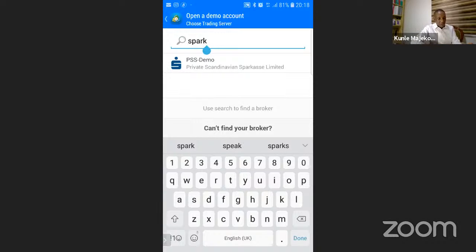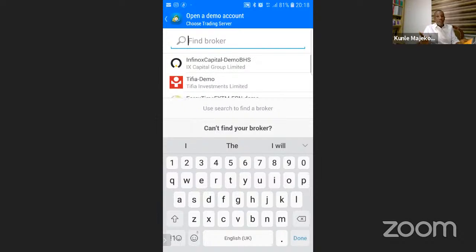Infinox, of course. Okay, so what I'm trying to tell you is that whatever name of broker that you give, they are doing Forex trading, but they are not brokers, okay? I don't think they are brokers. I don't know whether they have a license for a brokerage firm, right? I don't know. So let's look at Infinox.